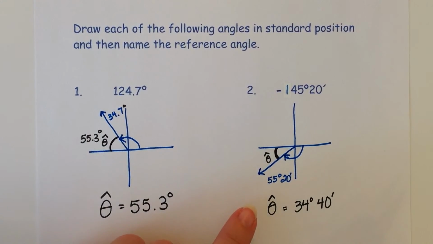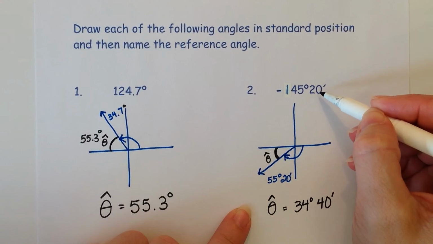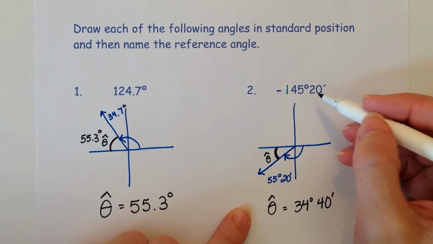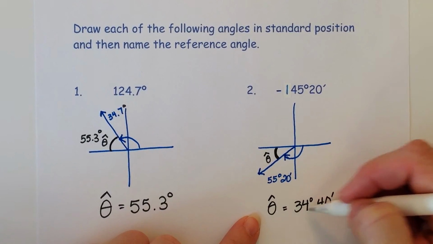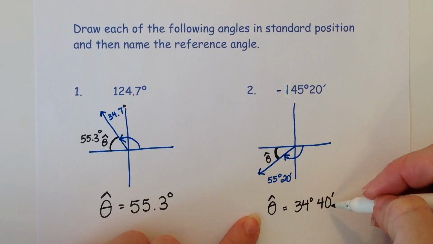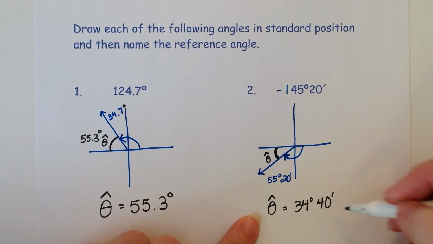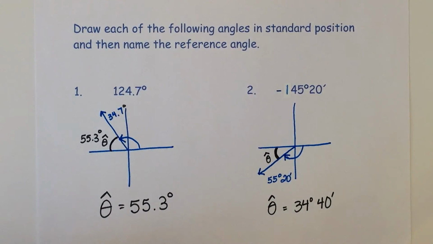Now, one thing that will confuse you sometimes is because the angle that's given to you is negative, you just have a reaction to name the reference angle as being negative as well. But if you look back at the definition that I gave you a while ago for reference angle, it did specify that it has to be a positive acute angle. So your reference angle is always positive.